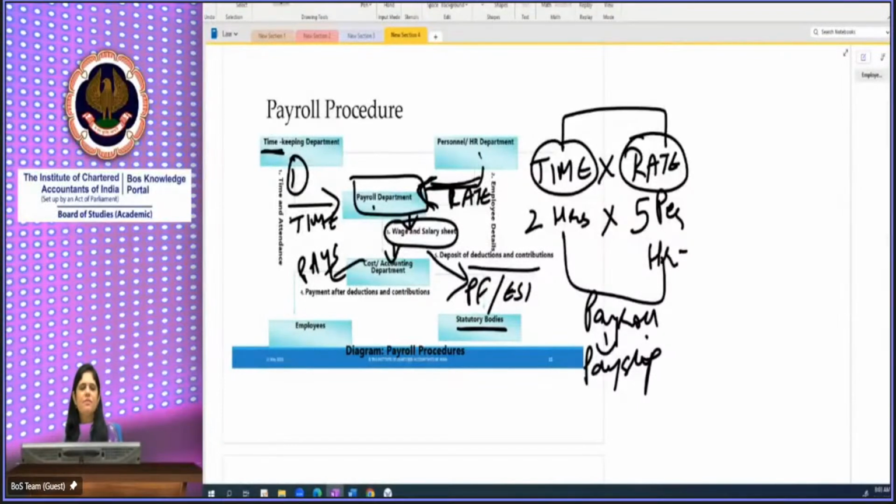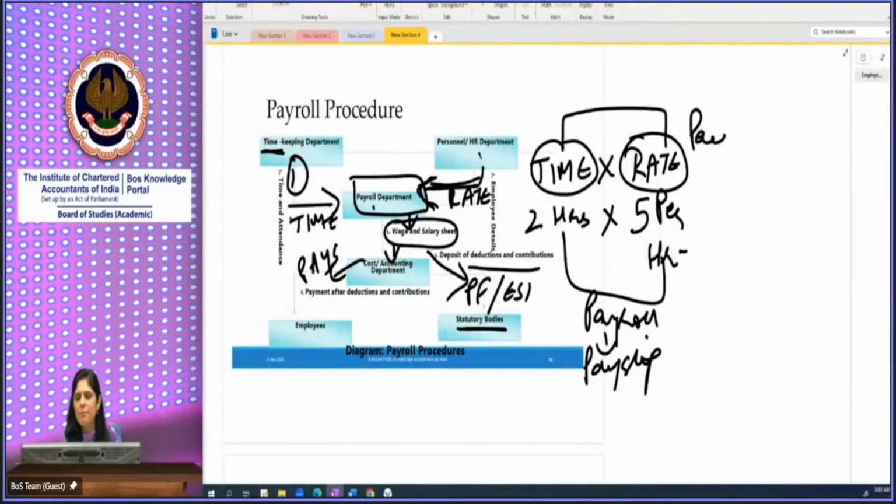Time or the attendance is given by the timekeeping department, and the rate or the fixed salary is given by the personnel or HR department. Then the payroll department calculates the salary. It just calculates the salary. It does not pay the salary to the employee. The payroll department calculates the salary and generates a pay slip. All right. So they calculate a salary and a pay slip is generated. That pay slip is given to the cost accounting department. The cost accounting department will make deductions of provident fund or any loan the employee has taken, whatever deductions they have to make, they will deduct from that salary, and ultimately they are paying.